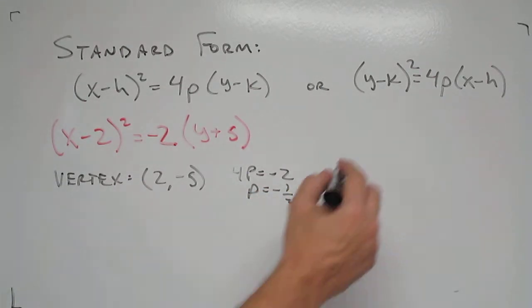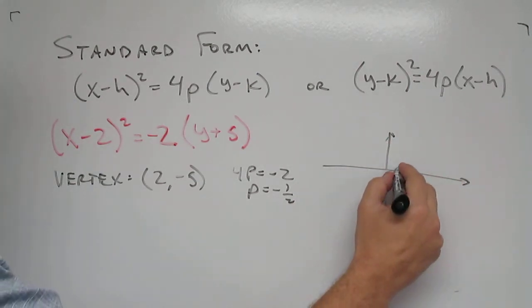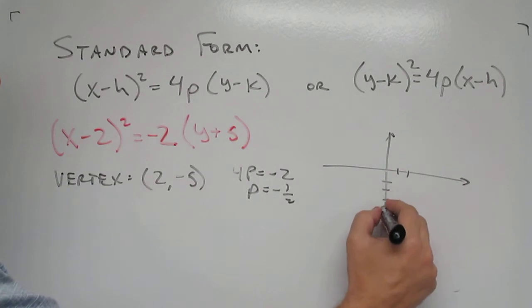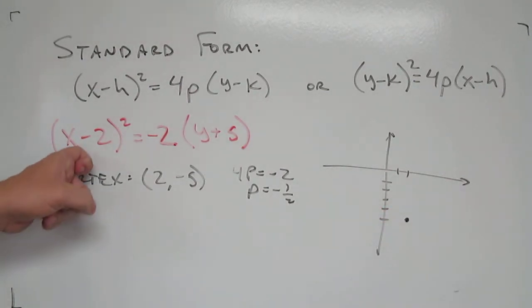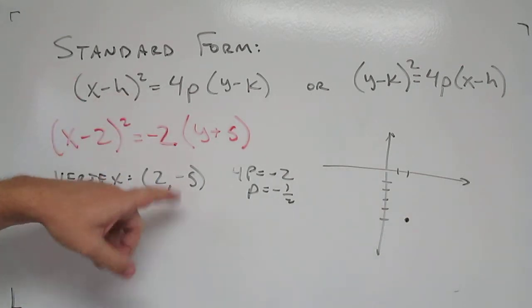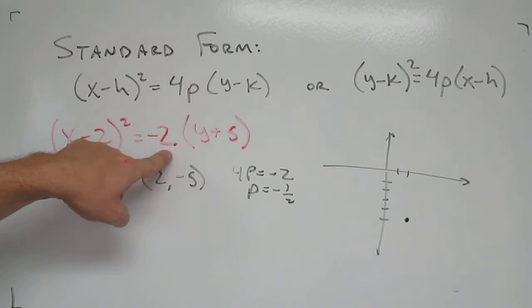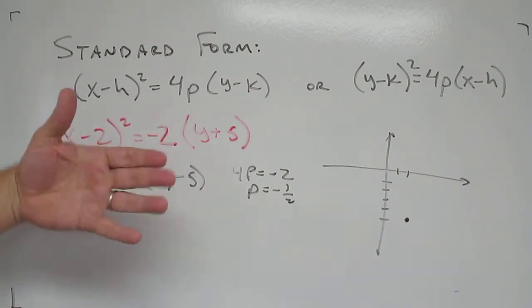So if I wanted to graph this, I have a vertex at (2, −5). Because the x is being squared, I know it either opens up or down. That is why I wanted to make this negative. If this thing is negative, it's going to open down. If it was positive, it would open up.